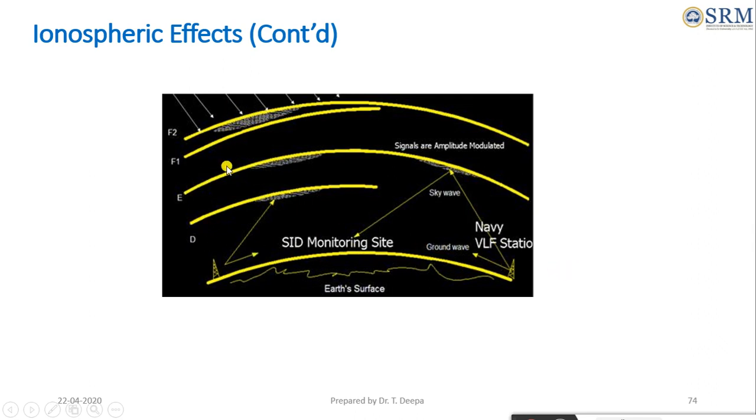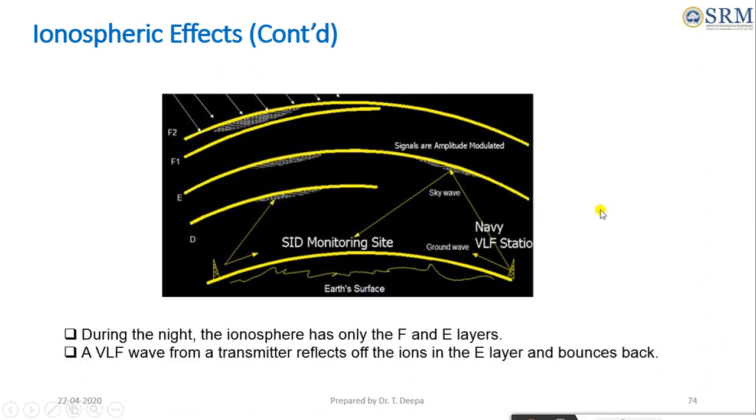Here the ionospheric layer explains how the very low frequency radio wave propagation takes place during the daytime and night time. During the night time, as given in the figure below, right hand side, the ionization has only the E layer and F2 layers.